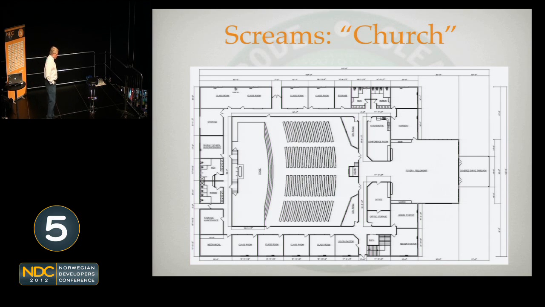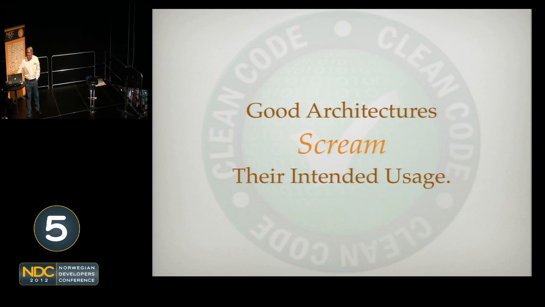A list of tools like Spring, Hibernate, Tomcat, MVC, MySQL, ADO, whatever, does not tell us what the intent of the system is. It's not an architecture. An architecture tells us what this system does. A good architecture screams intended usage. You should be able to open up the first layer of the directory of your system, and everybody should look at it and go, oh, that's a trading system. Oh, that's an accounting system. Oh, that's a banking system. You should be able to look at the top level and see what that system is.